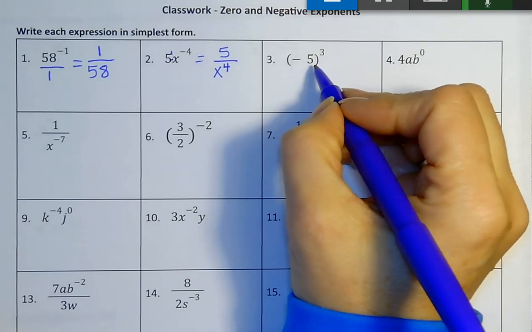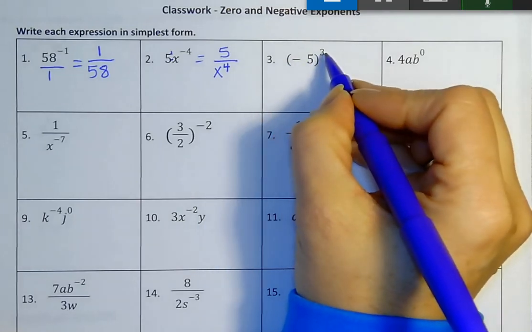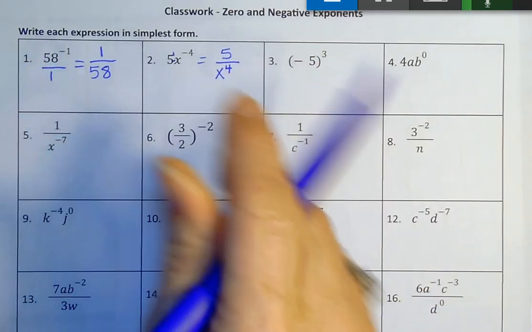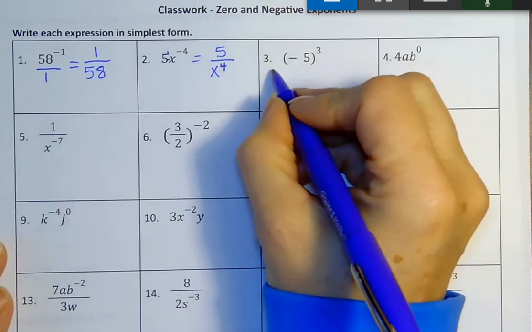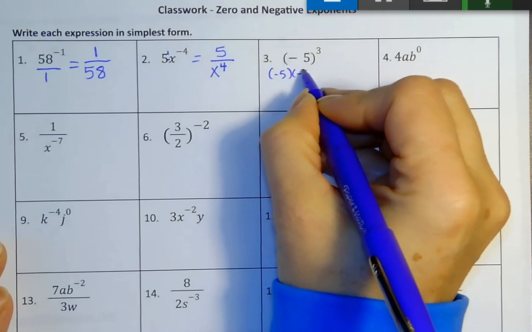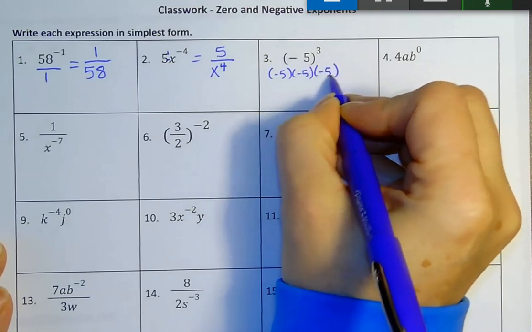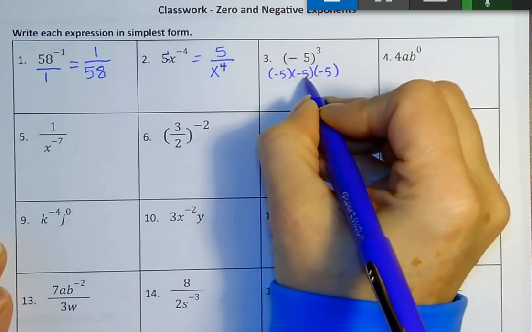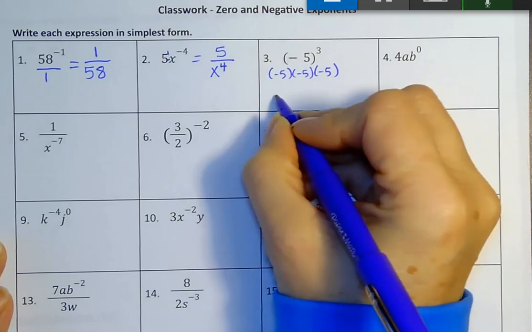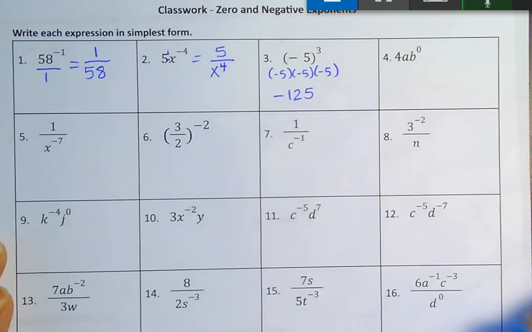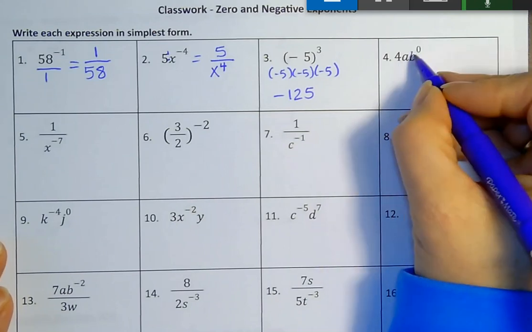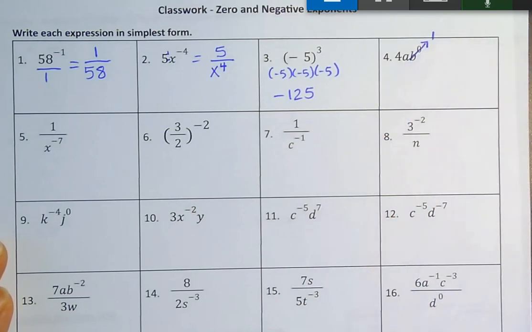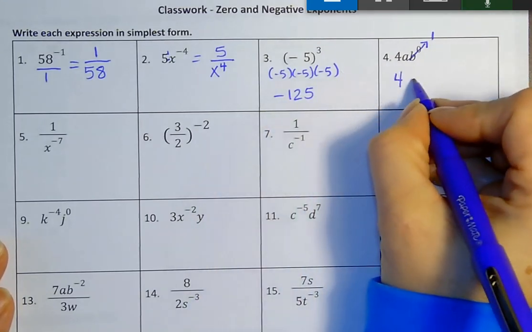Negative 5 in parentheses cubed. Your instructions here are to write each expression in simplest form. So I'm going to say negative 5 times negative 5 times negative 5. Negative 5 times negative 5 is positive 25 times negative 5 is negative 125. All right, 4 times a times b to the 0. Well, b to the 0 is 1. So I don't even need to write b to the 0. I can just write that as 4a.